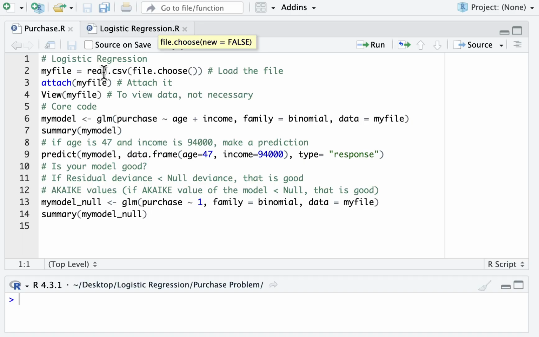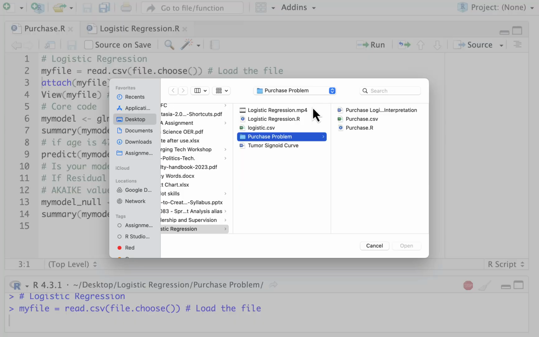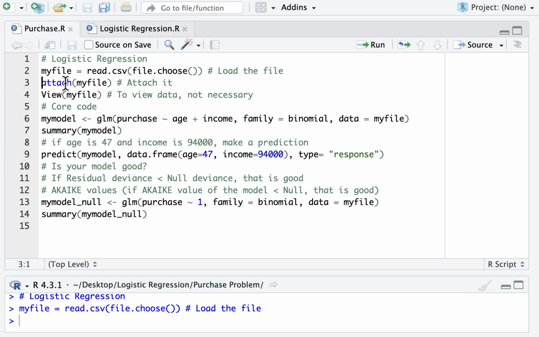This is the R file containing all the codes. And the first step is to load the data, and for that purpose I will use this code. My file is equal to read.csv file.choose, and if I run this command, it will open a new dialog box from where I will choose my file. The next step is to attach that file. The name of my file is my file, which is containing my data, and in the next step I want to attach it. So I will use this code, attach my file.